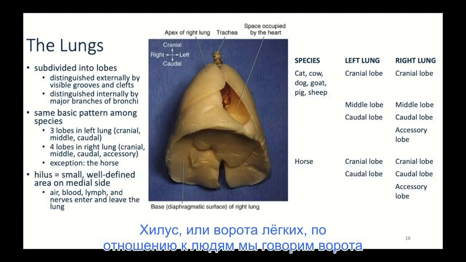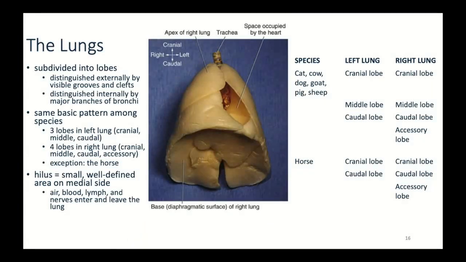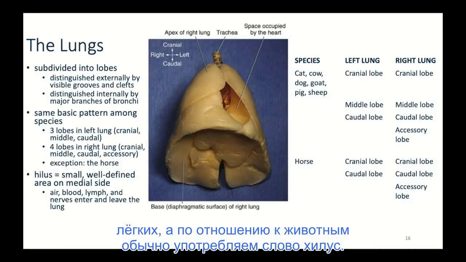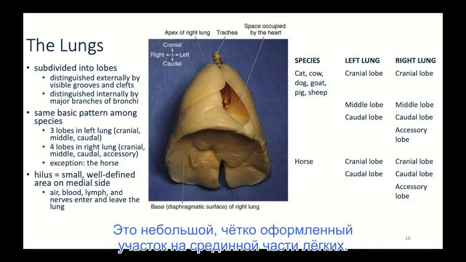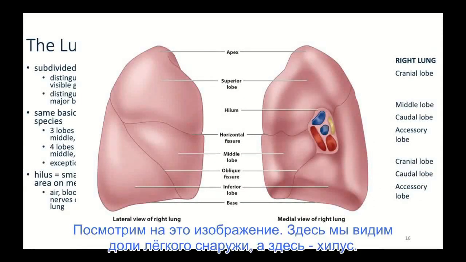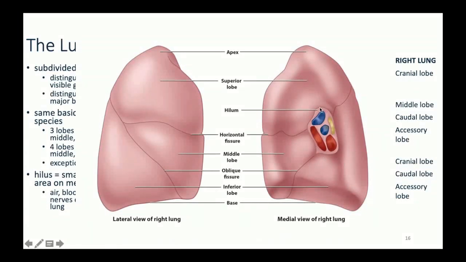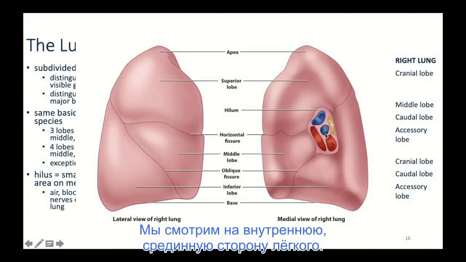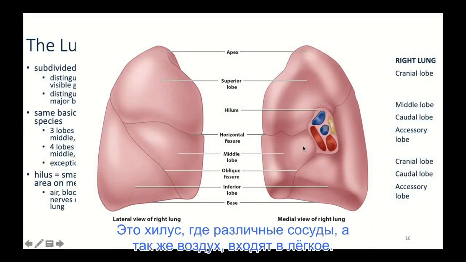The hilus, or hilum, I think with people we call it hilum, but with animals we typically call it hilus, is a small, well-defined area on the medial side, and that's where the air, the blood, the lymph, and the nerves all enter and leave the lung. So if we look at this image here, we've got our lobes of the lung all together, and then we have the hilus. So looking at the inside medial aspect of the lung, this is the hilus where the various vessels and the air also enters into the lung.